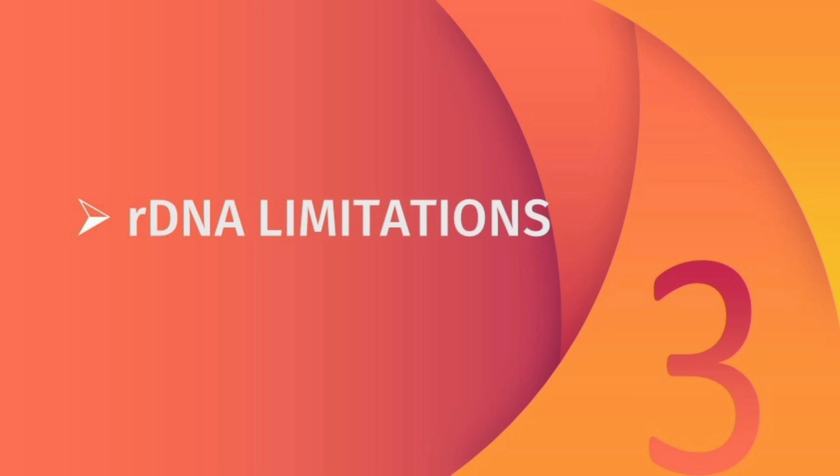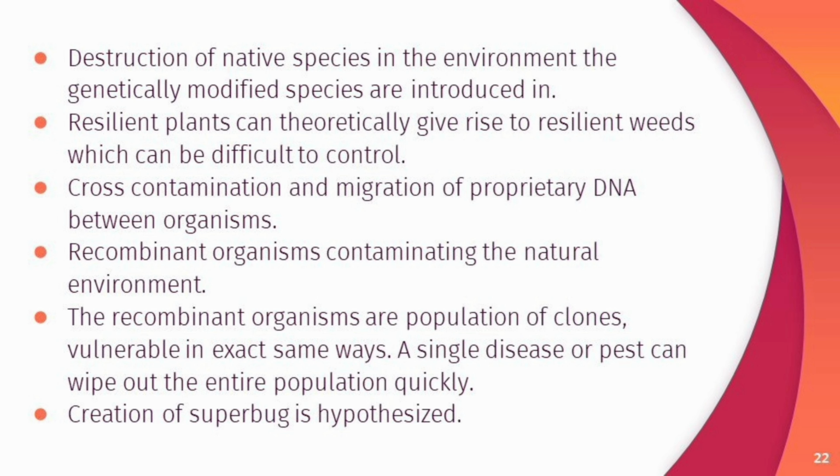Limitations of rDNA technology. Destruction of native species in the environment where the genetically modified species are introduced. Resilient plants can theoretically give rise to resilient weeds, which can be difficult to control. Cross-contamination and migration of DNA between organisms. Recombinant organisms contaminating the natural environment. The recombinant organisms are populations of clones vulnerable in exactly the same ways. A single disease or pest can wipe out an entire population quickly. Creation of superbugs is hypothesized.